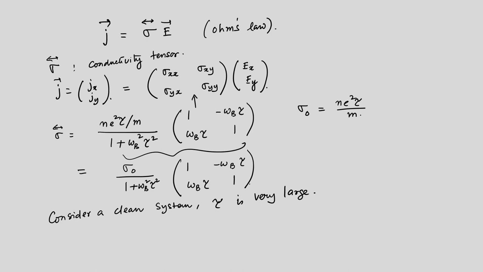And when tau becomes very large, from here what one gets is that sigma xx is equal to sigma 0 divided by 1 plus omega b square tau square, right? Because this element is 1 and that will get multiplied with what is there outside the matrix. The same holds for sigma yy, but let's not talk about sigma yy because you are sending current in the x direction. That element exists, but we are not sending a current in that direction. Now if tau is very large, your sigma xx will go to 0.